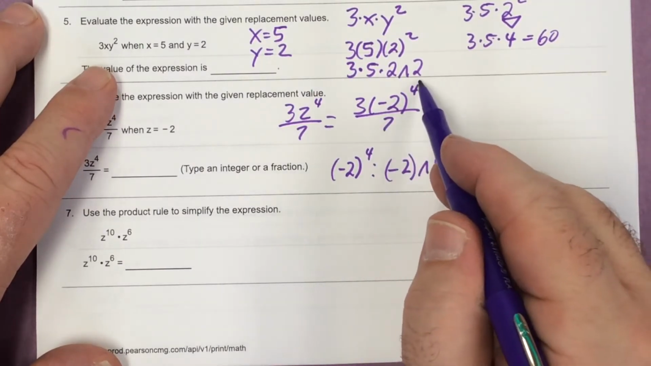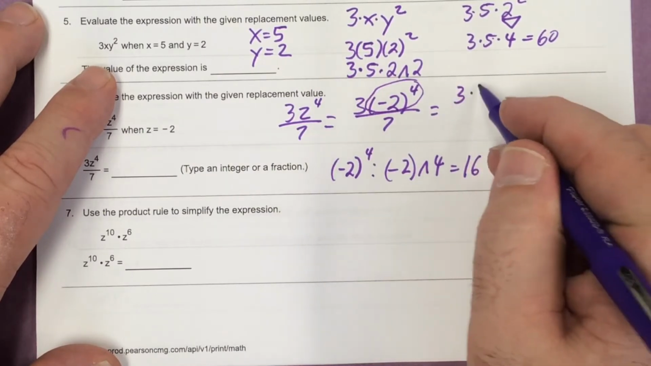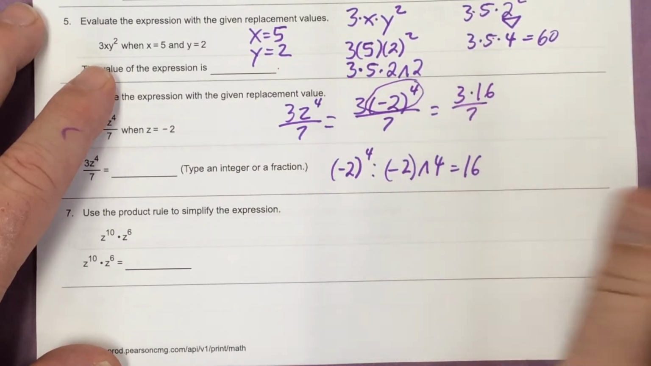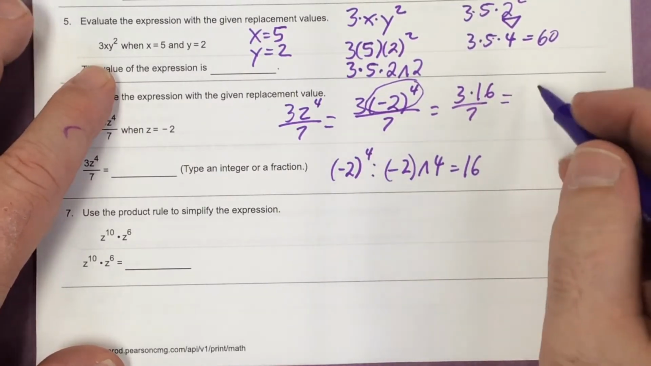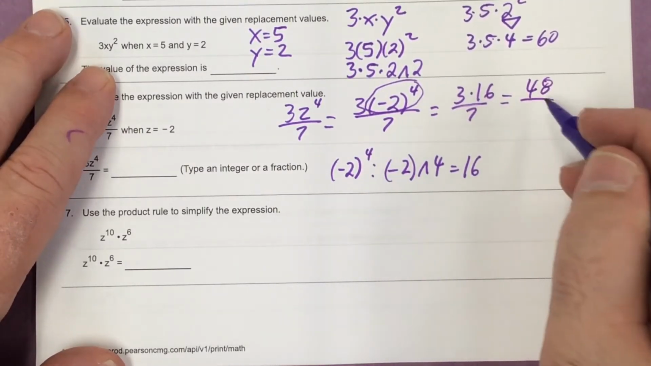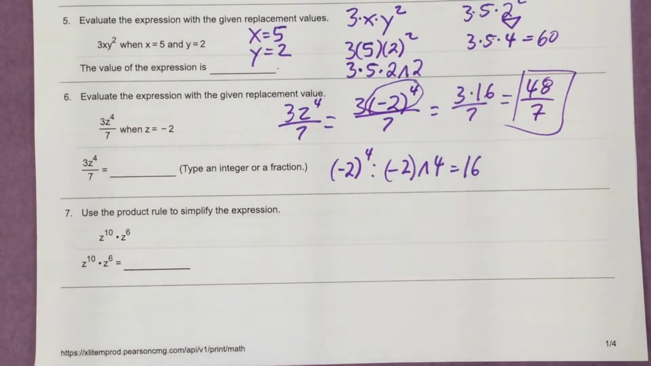So let's go and replace this value here. So we get 3 times 16 over 7. And at that point, if we take 3 times 16, that's going to give us 48 over 7. And our final answer is just going to be left as a fraction.